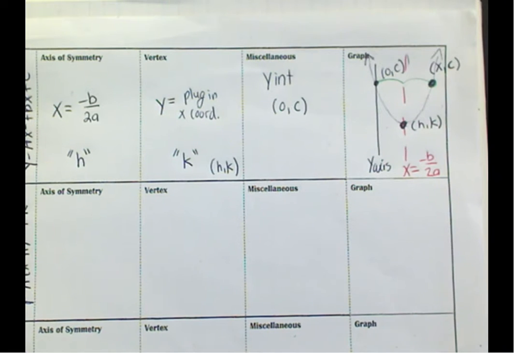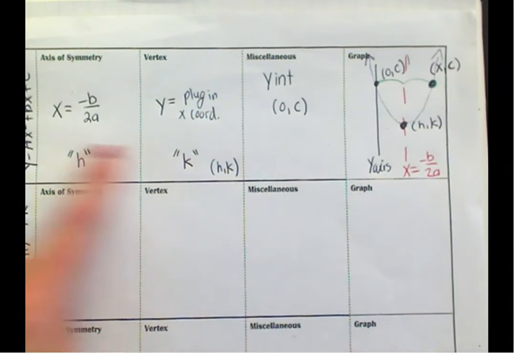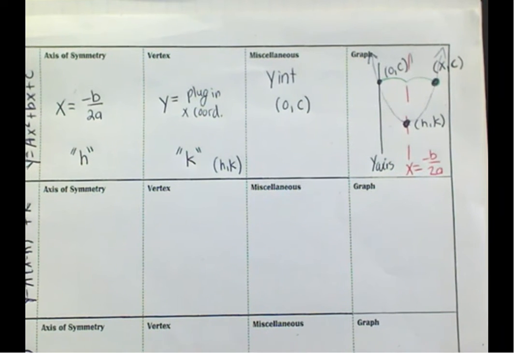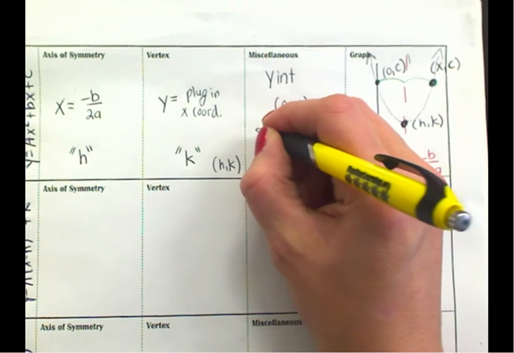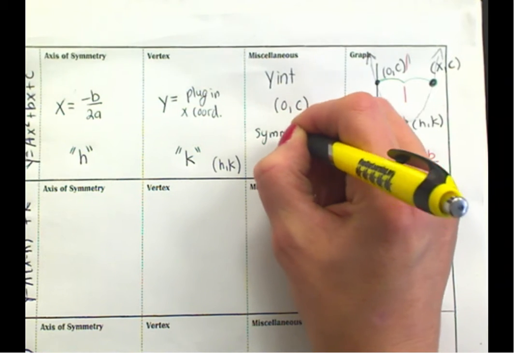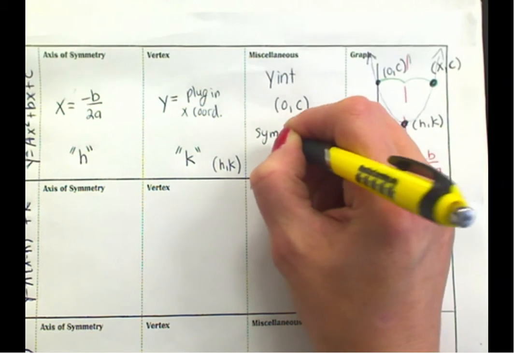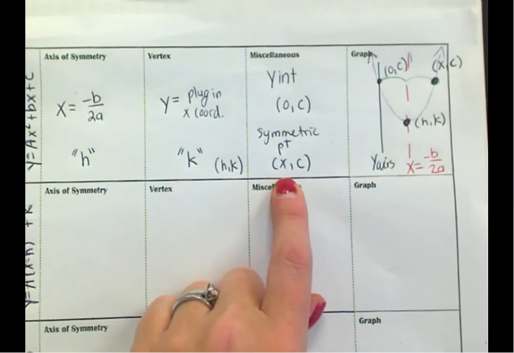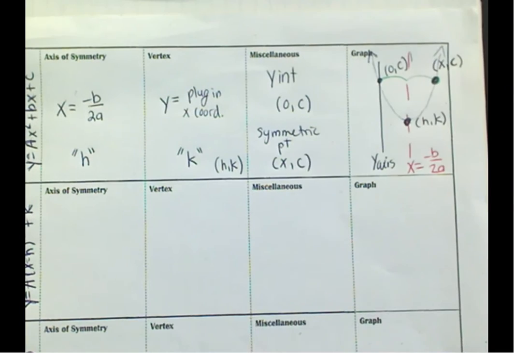Okay, when I graph in standard form, those are the 3 things you need to be able to find. Guess we could say symmetric point. There's a symmetric point with that y-intercept.